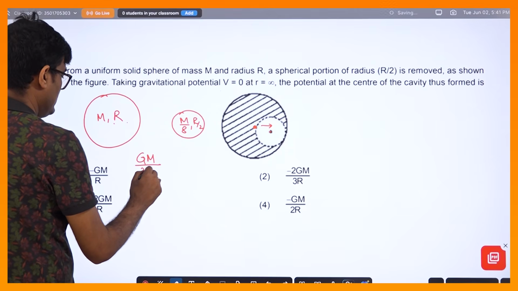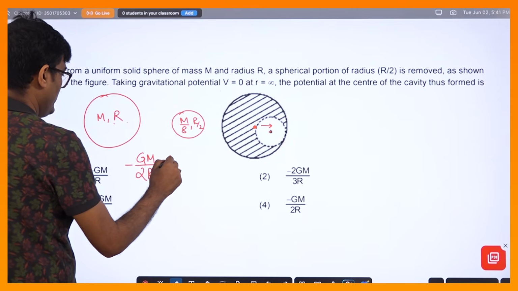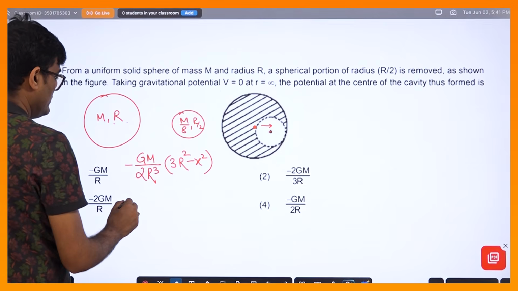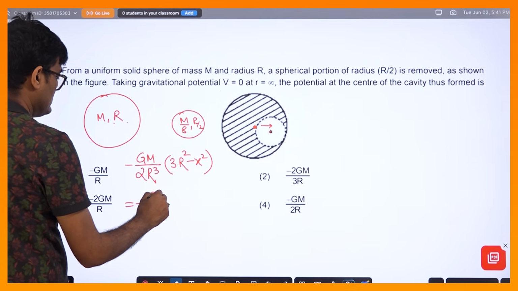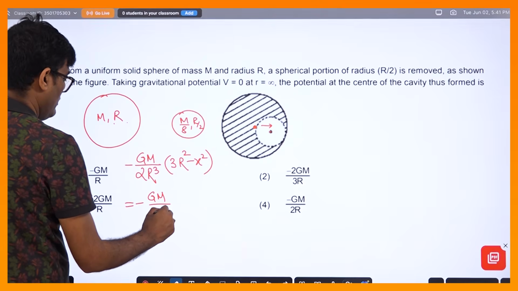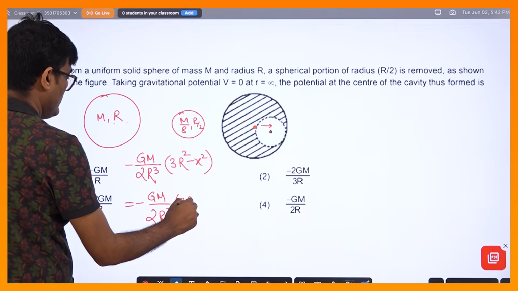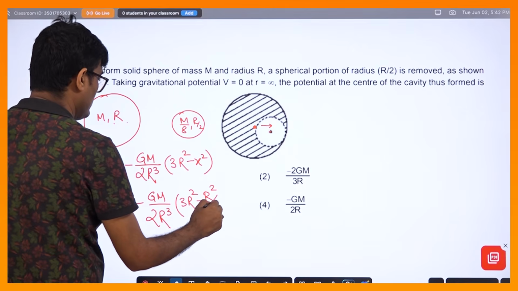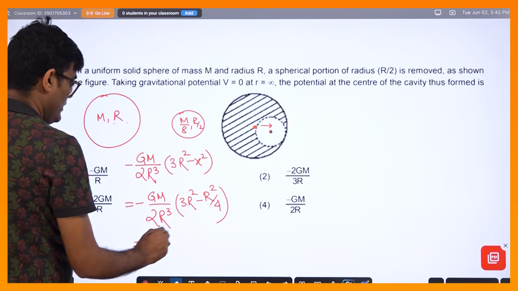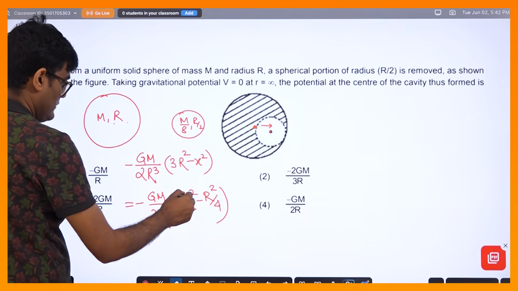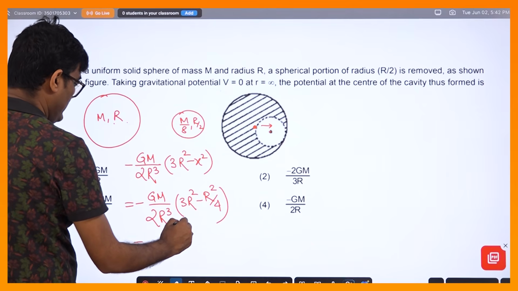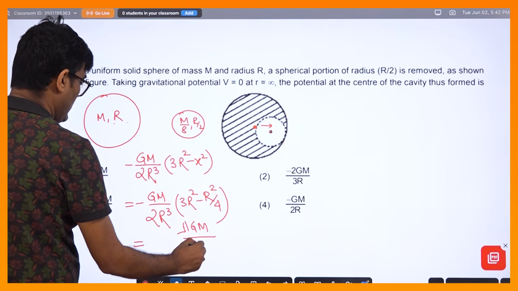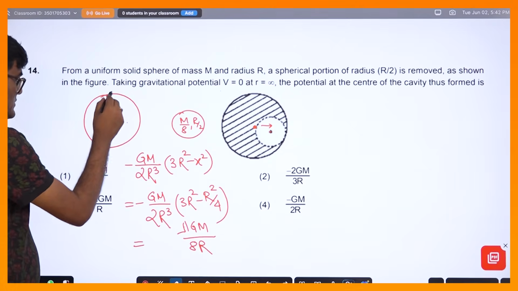It is something like minus gm by 2r cube into 3r square minus x square. So according to this formula, it is minus gm by 2r cube into 3r square minus x square, where x is r by 2, so it is r square by 4. So it is minus 11 gm by 8r. It is due to the solid one.